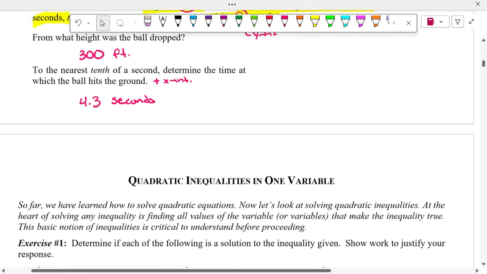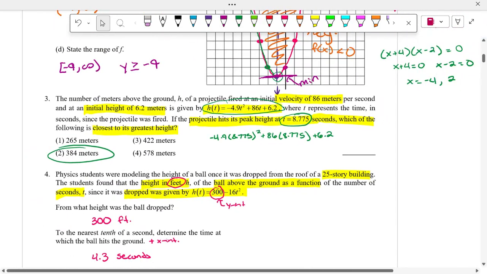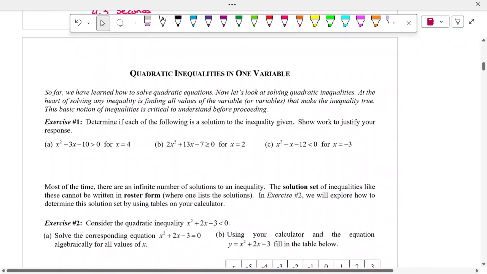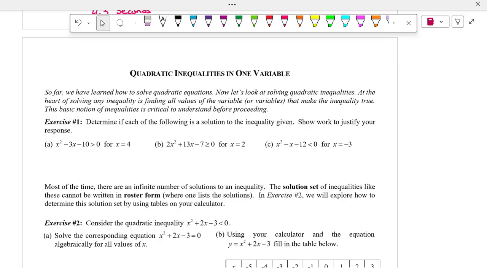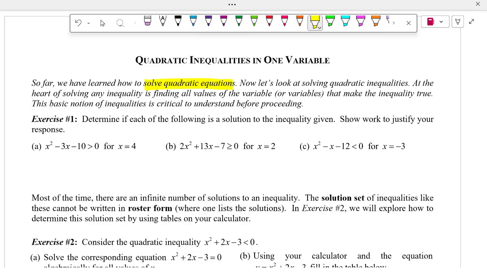All right, so that was just to get your brain thinking back about quadratic functions. Today we're actually going to be talking about quadratic inequalities and how to solve them. Very similar to how you would solve linear inequalities, which you learned back in Math 1. So far we have learned how to solve quadratic equations. Now we're going to look at solving those inequalities. So, we're finding all values of the variable that make the inequality true.